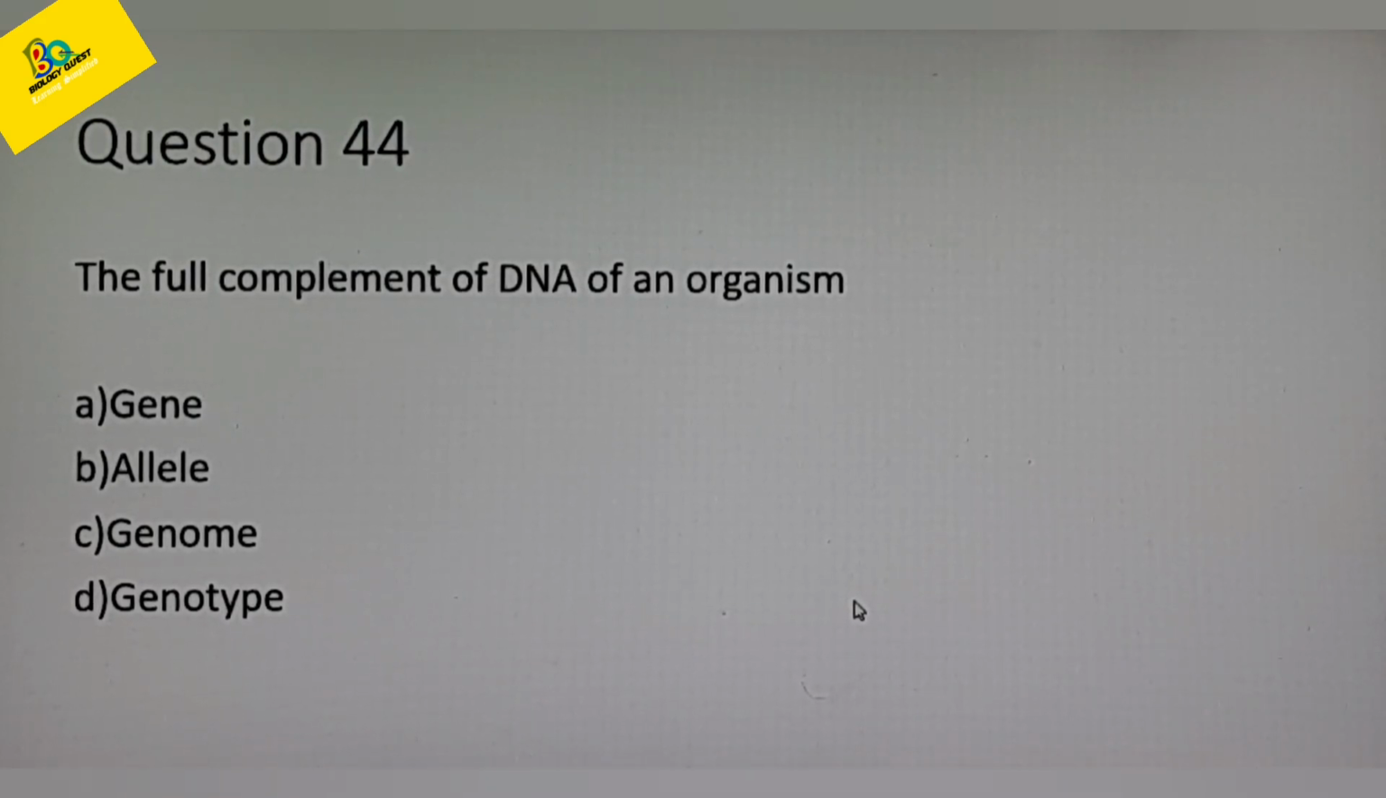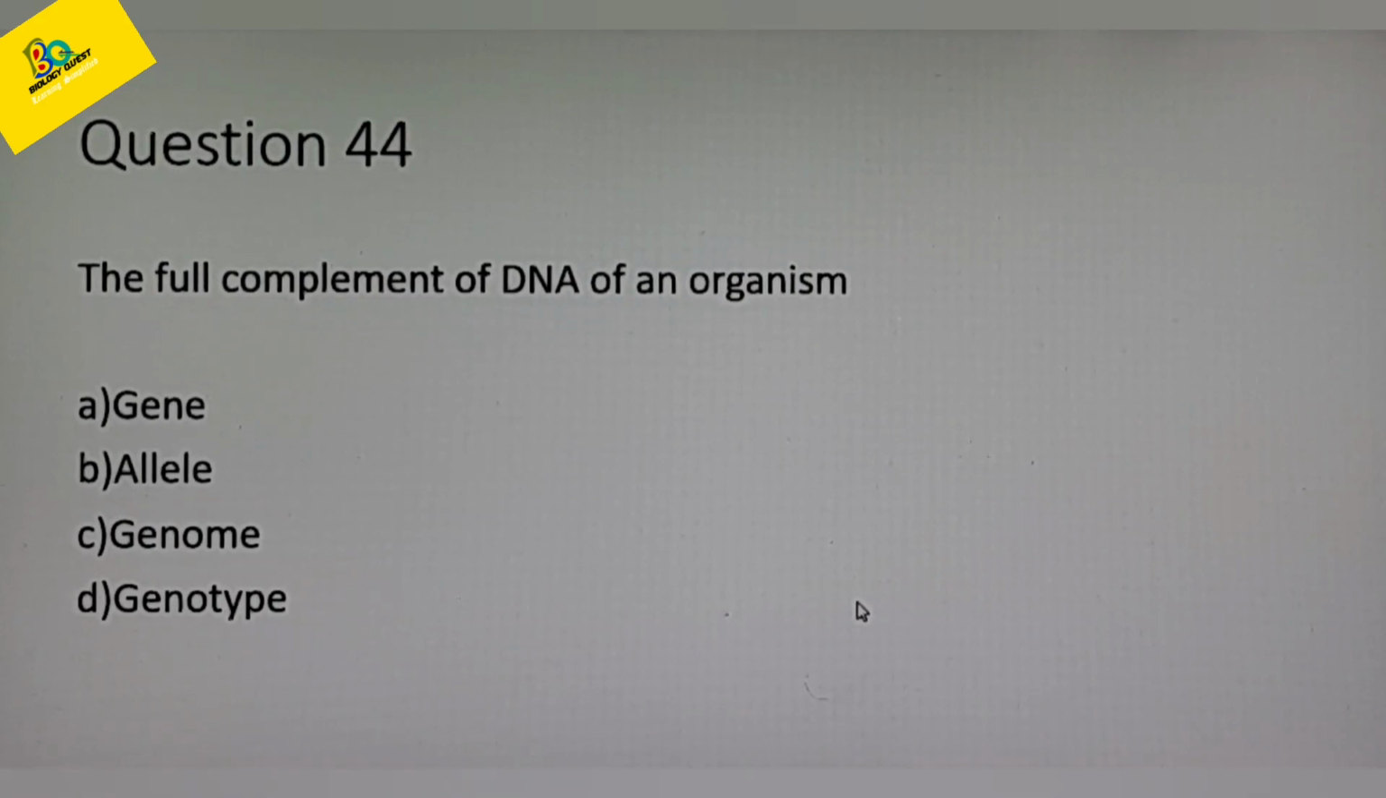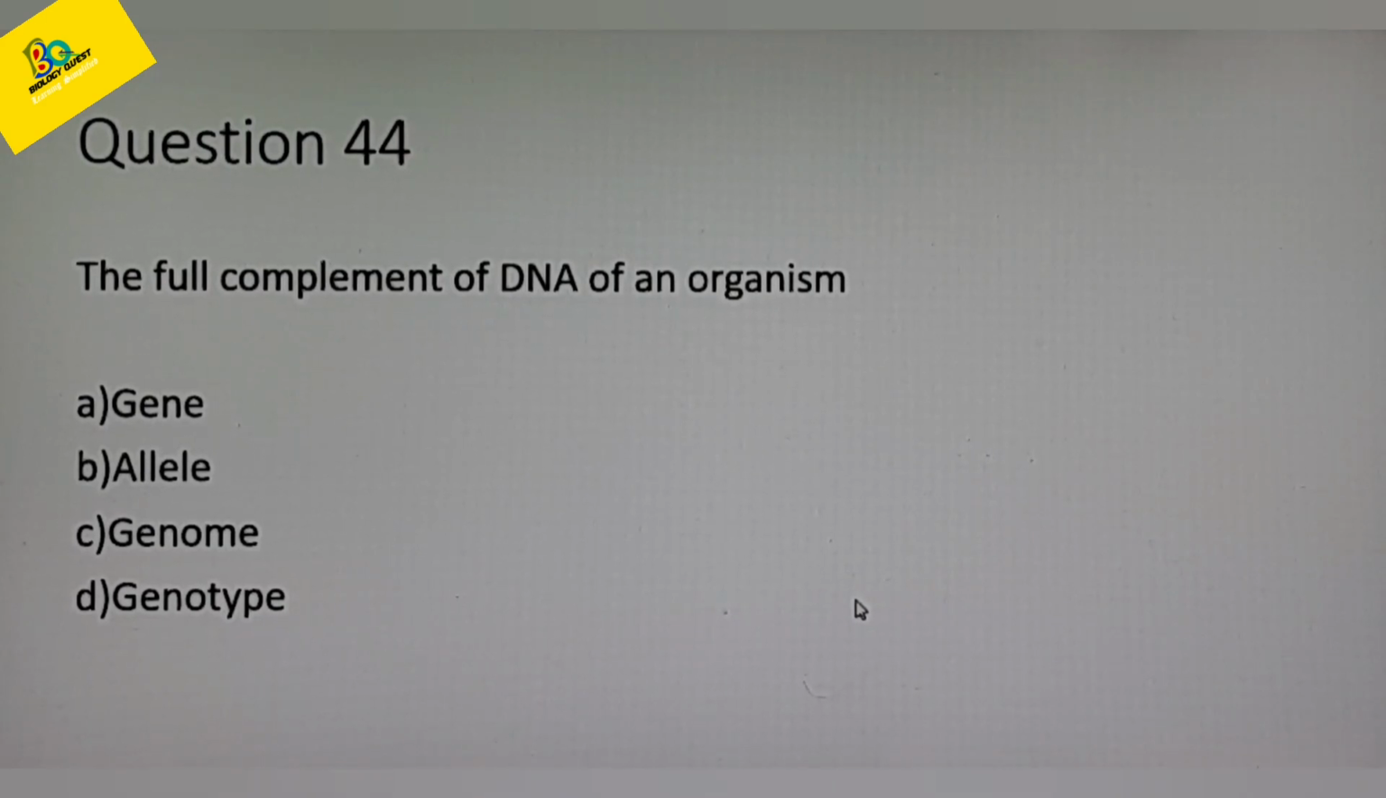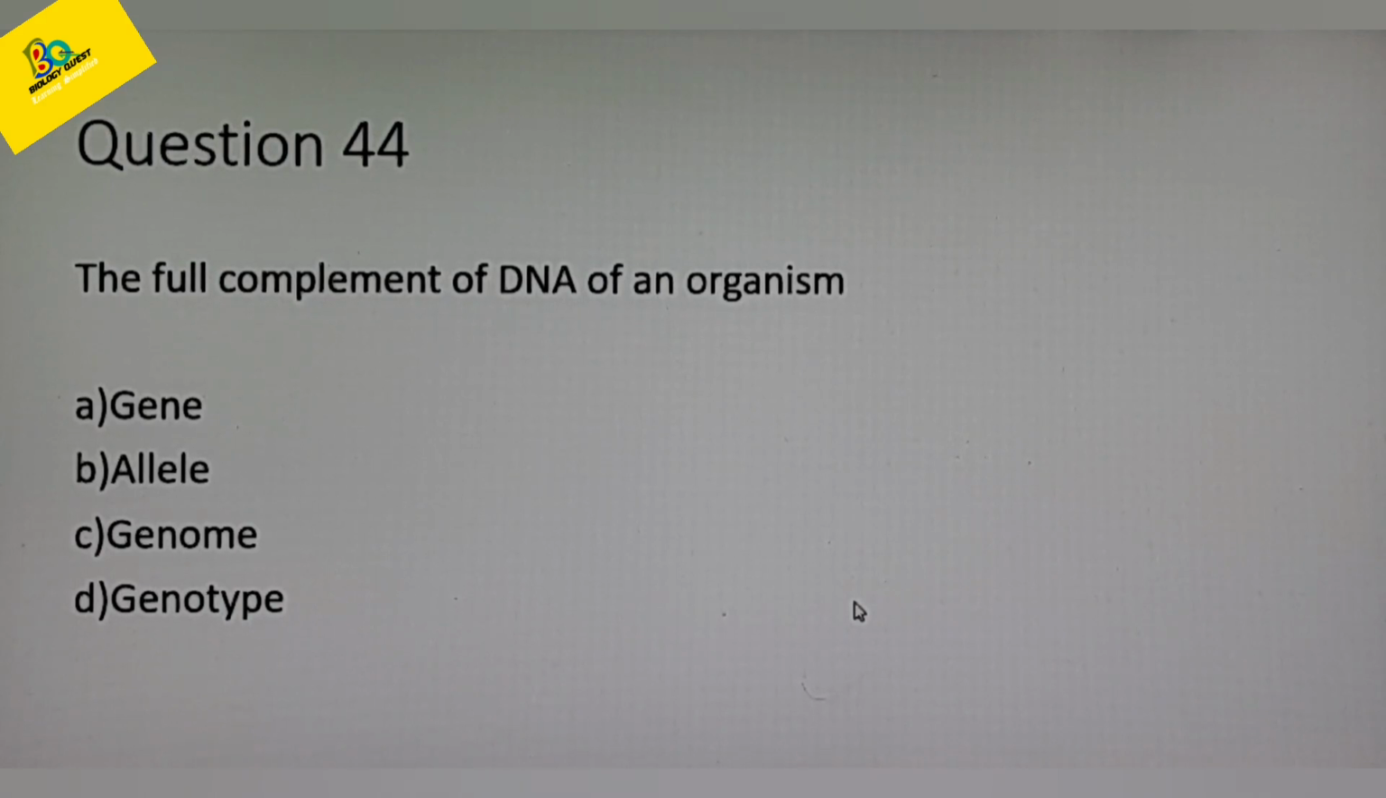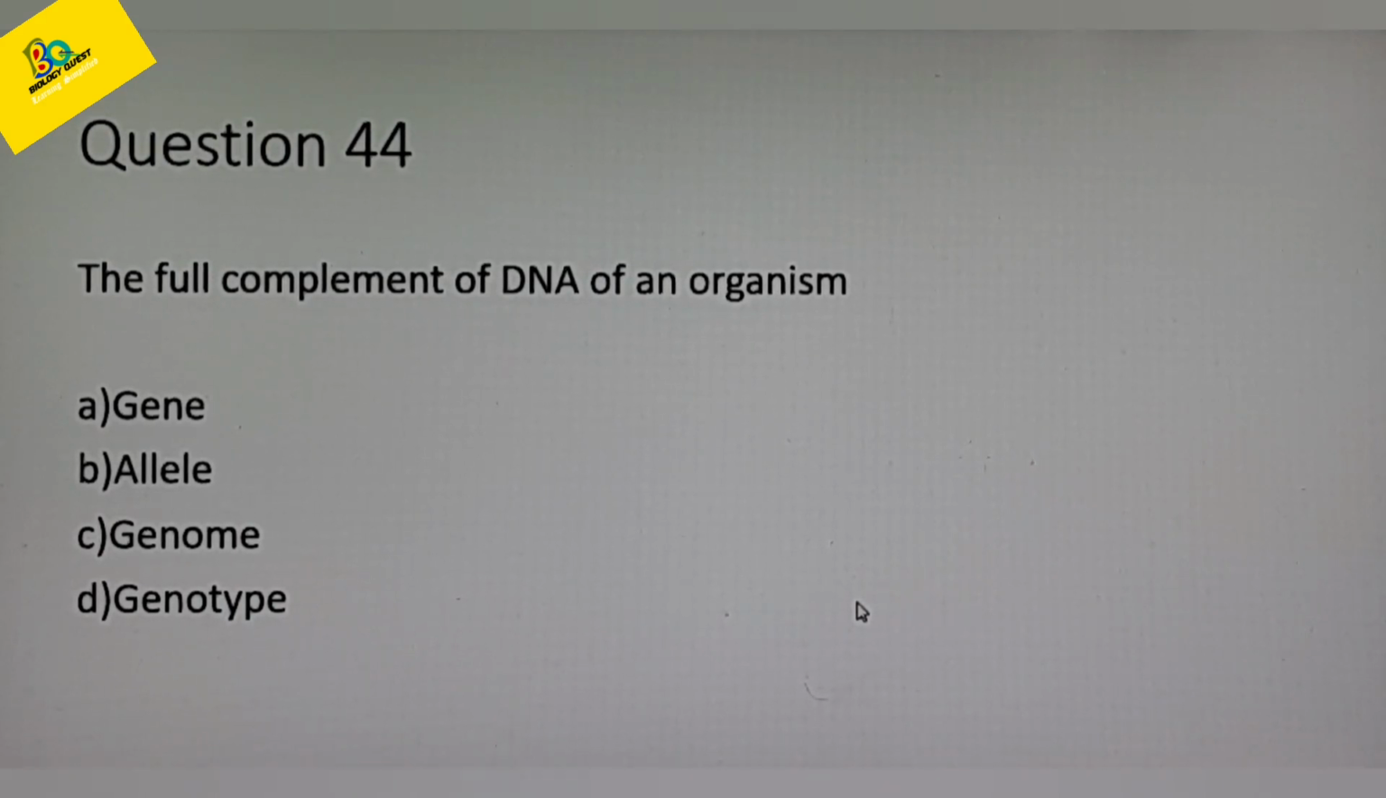The full complement of DNA, including all the genic and intergenic regions. So which is that full complement of DNA of an organism called as? It is the genome. It includes not only the gene containing parts, but all the genic as well as the intergenic regions of an organism. So the correct answer is option C, genome.